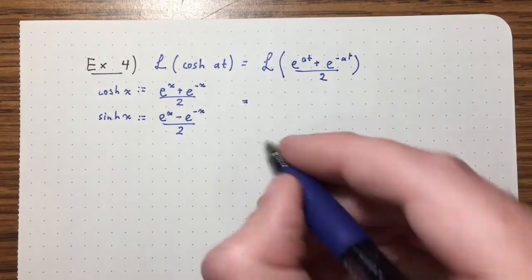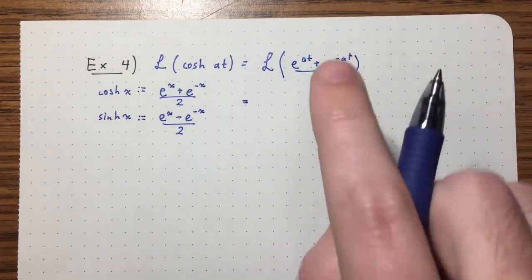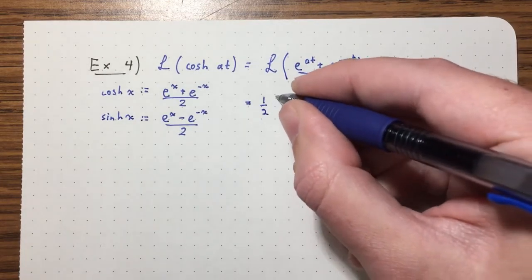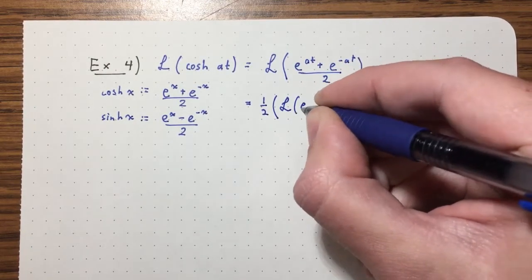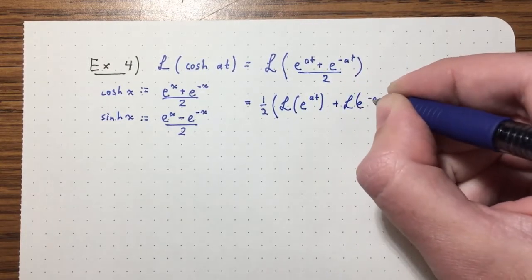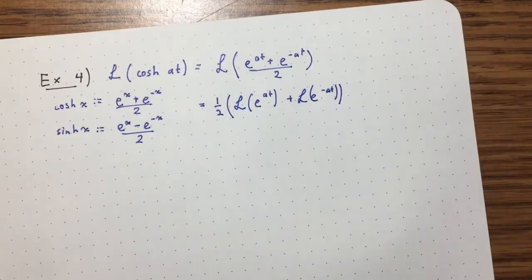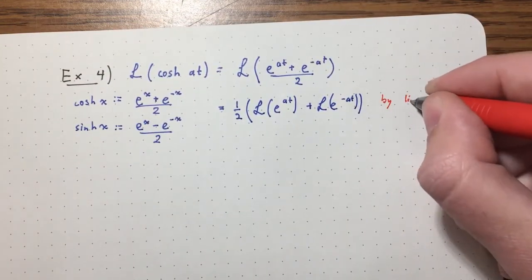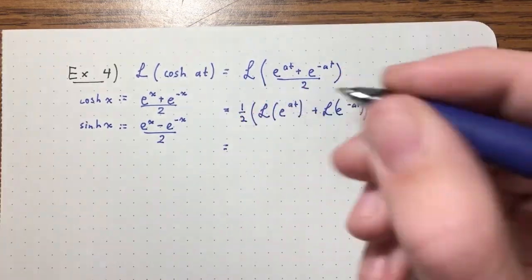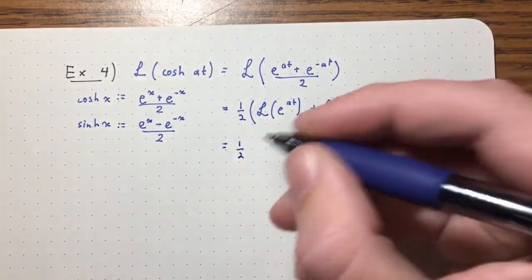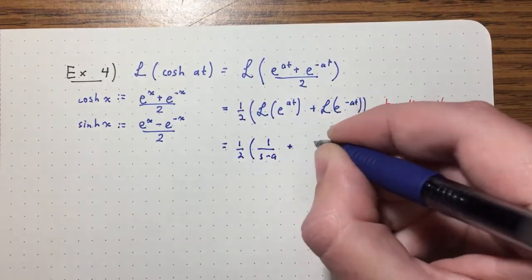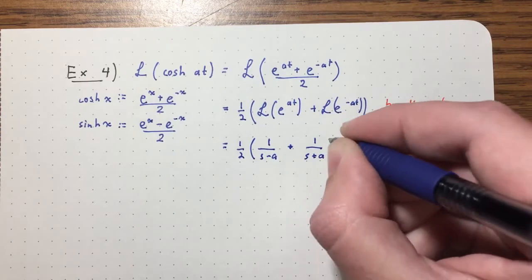Okay, and then let's use linearity. So we can take out that constant 1/2, and we can even split this up. We have L of e to the at plus L of e to the minus at. Right? That's by linearity. Okay, and let's just finish calculating this. So we have 1/2 times 1 over s minus a plus 1 over s plus a.